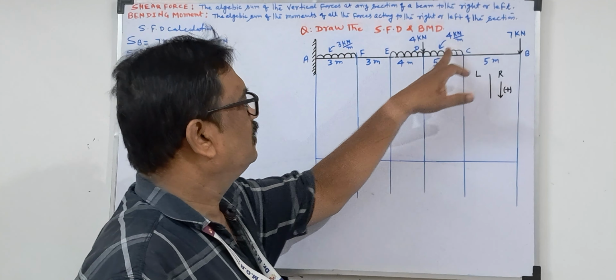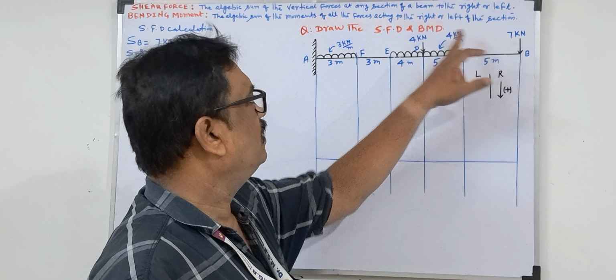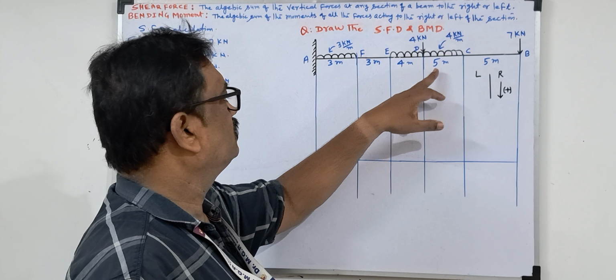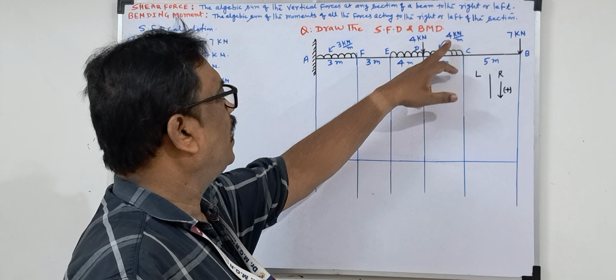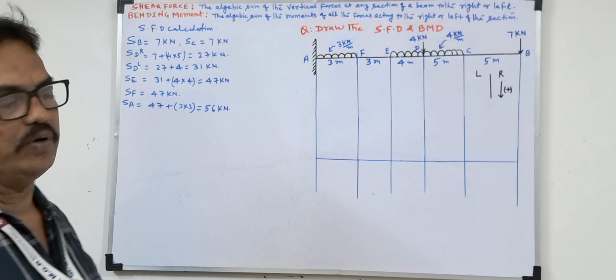Total load, how much? 9 plus 4, 36. 36 plus 9, 36. So if you add all the forces, it will come to 56 only. That is called the support reactions also.